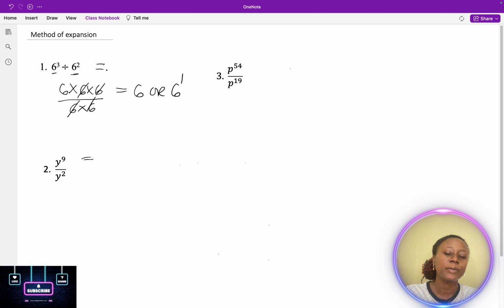Alright, so we have to keep it in index form, and any value raised to the power of 1 is the value itself. And so we have 6 to the power of 1. Alright, so the base remains the same. What do you guys think happened with the exponents? 3 and 2. Last question, and then I'll give you the answer.